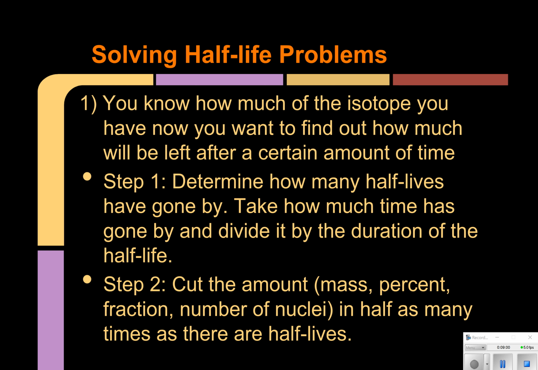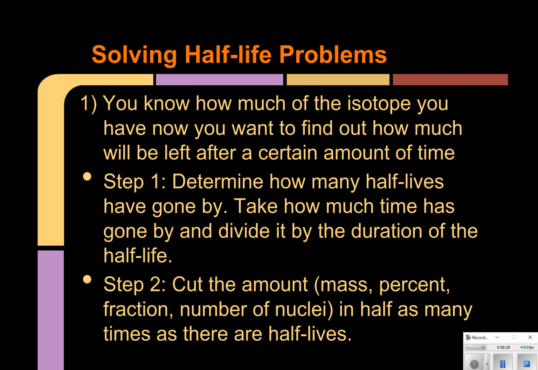In order to solve these half-life problems, there are a couple different forms that we're going to see. One of the types that you'll see is where you have to determine how much of a radioactive isotope is going to be left after a certain amount of time. And we might know how much we are going to start with. Then we'll see a couple different types. We'll start with this one first.